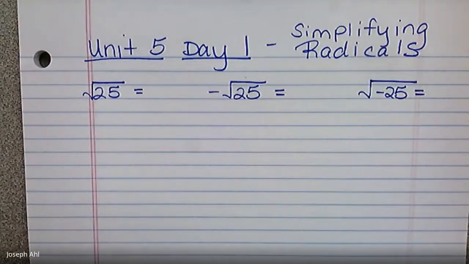Algebra 2 honors students, this is the start of a new unit. We're on to Unit 5, and this unit is all about simplifying radicals and dealing with radical expressions. We'll eventually solve some radical equations. And then also we're going to introduce this idea of complex numbers, which is brand new for you this year, and exciting stuff.